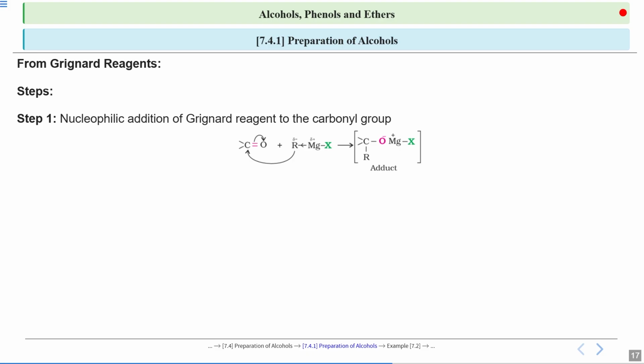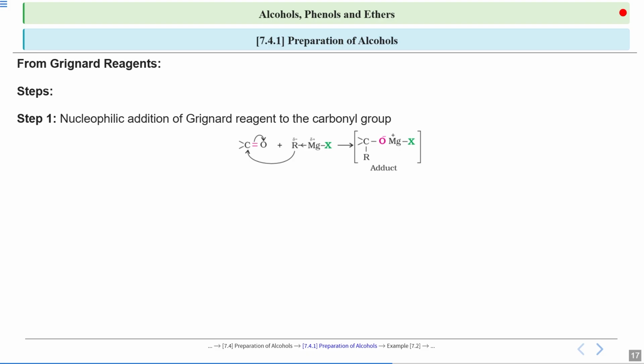In the C double bond O present in our carbonyl compound, because there is an electronegativity difference, the oxygen is more electronegative. So the double bond electrons will shift towards the oxygen, and carbon will get a positive charge. Now what will happen? It will act as an electrophile. And because R from the RMgX has a partial negative charge, it will act as a nucleophile.